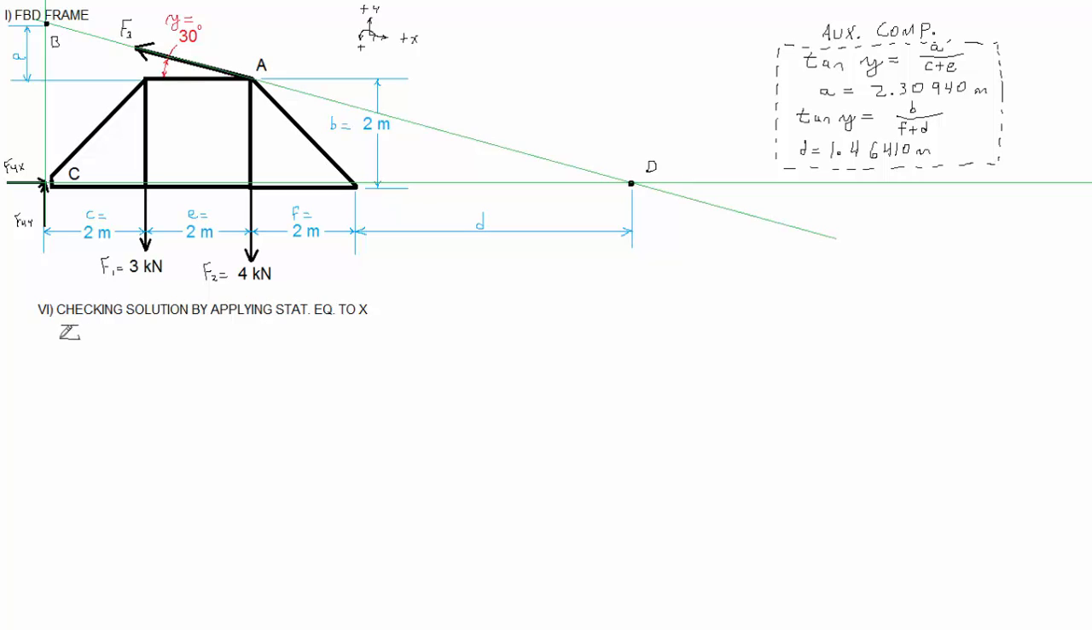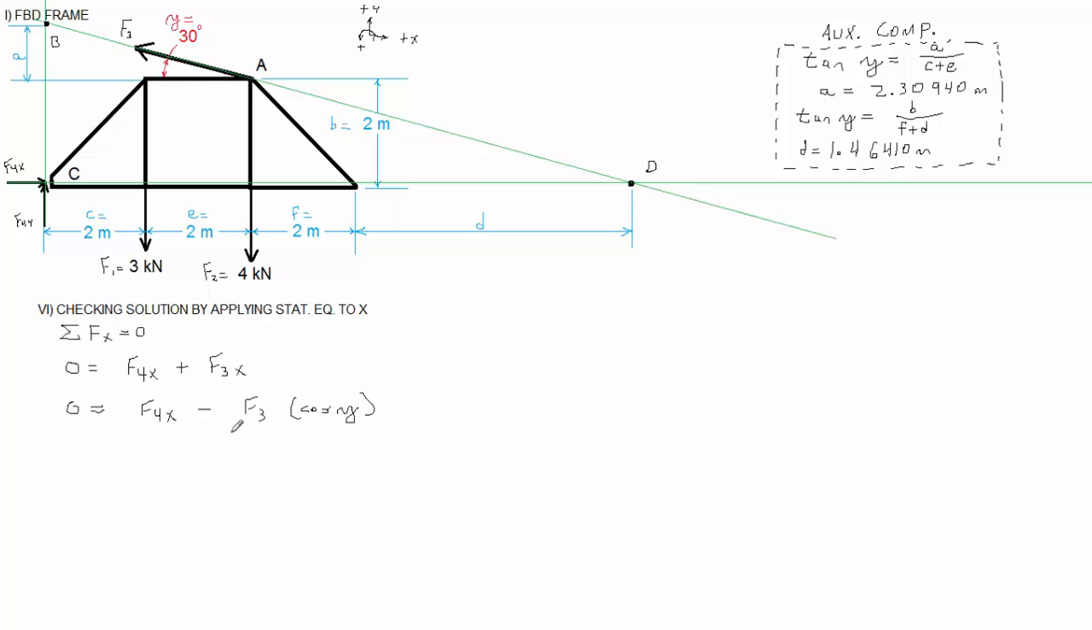So we start by stating our assumption. Sum of the forces in the x direction equals 0. And then 0 equals, well, the only forces are F4x and F3x. F4x is a positive F4x. F3x is a negative F3 times cosine gamma.